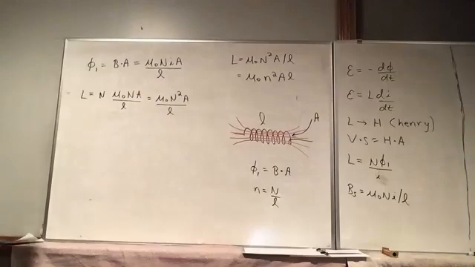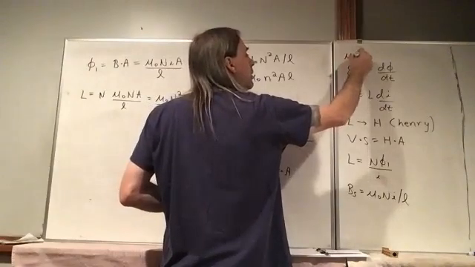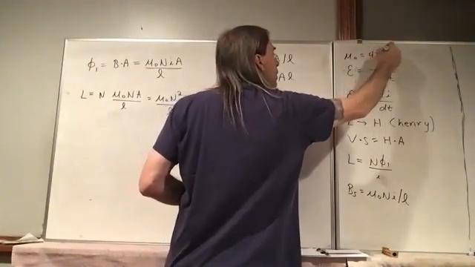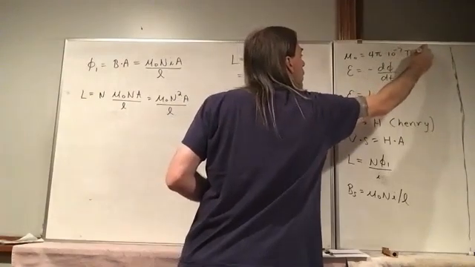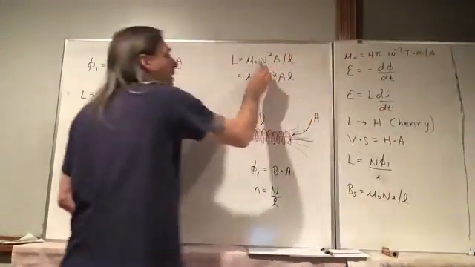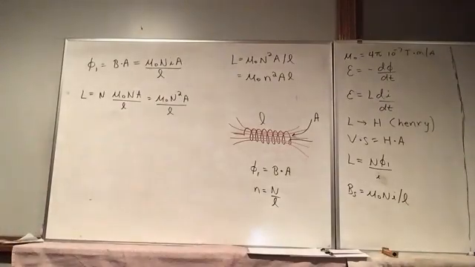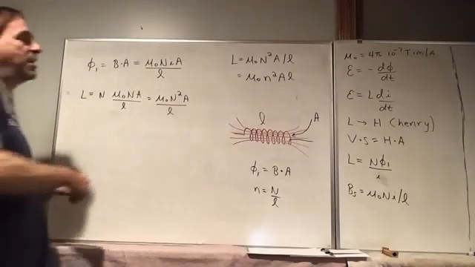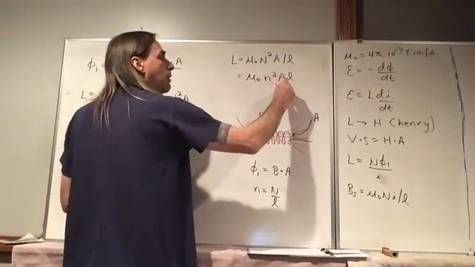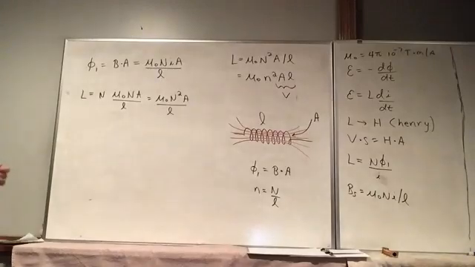Mu naught, let's write that down somewhere. So that's a constant, but otherwise it depends on like the number of loops, the area, and the length of the solenoid. And what's kind of interesting as well, notice that A times l, that is the volume of the solenoid. So that's kind of interesting as well.